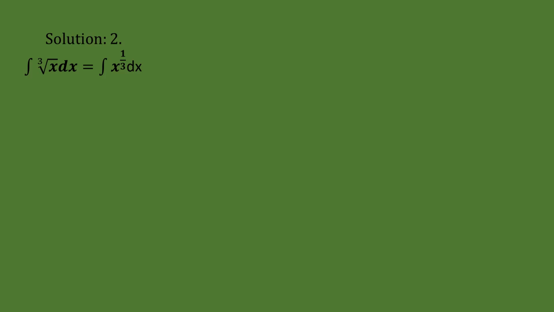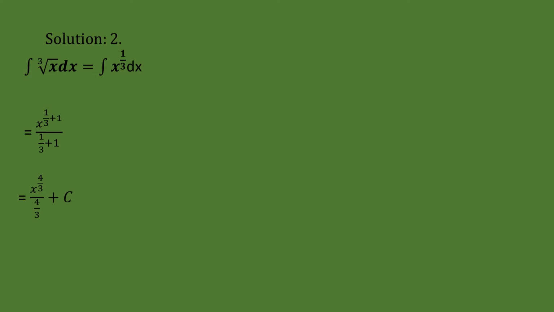So we are now ready to use the formula in getting the antiderivative of the function by adding 1 to the exponent and also to the denominator. From that, it will become x raised to the power of 1/3 plus 1 over 1/3 plus 1. Then we have plus c. Okay?